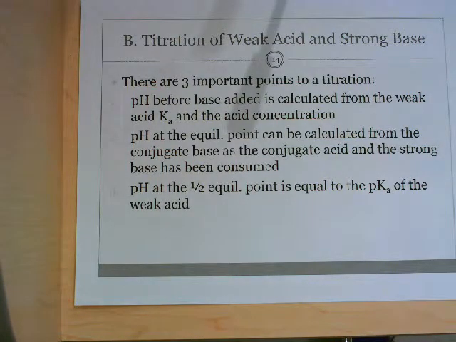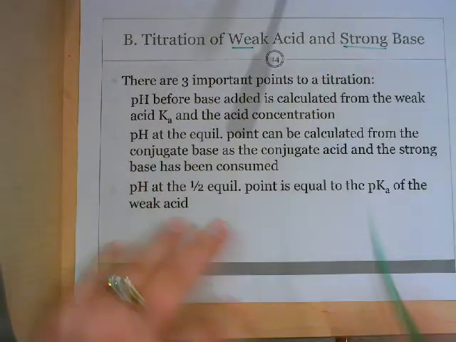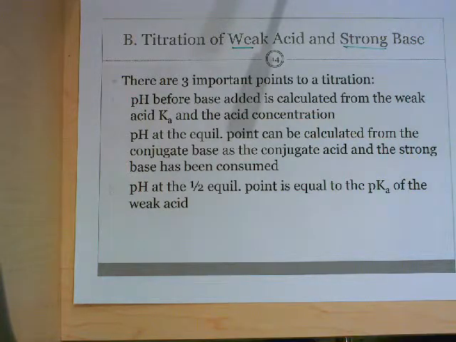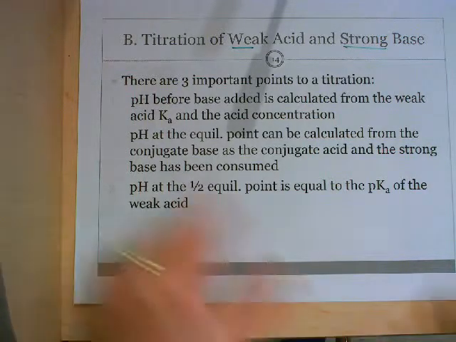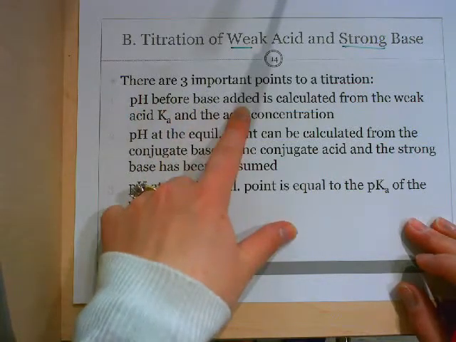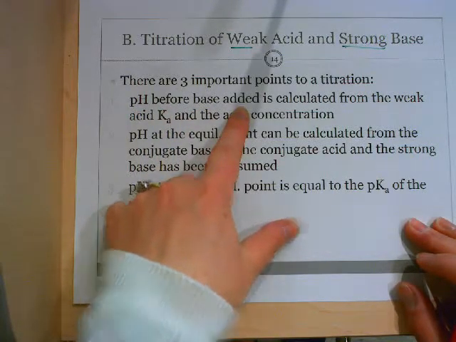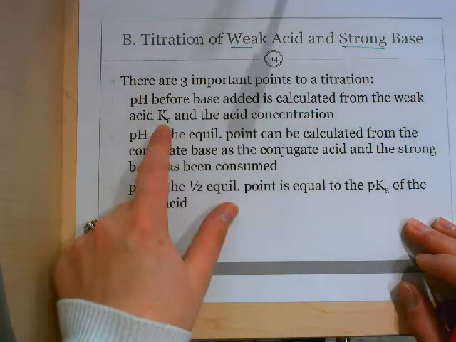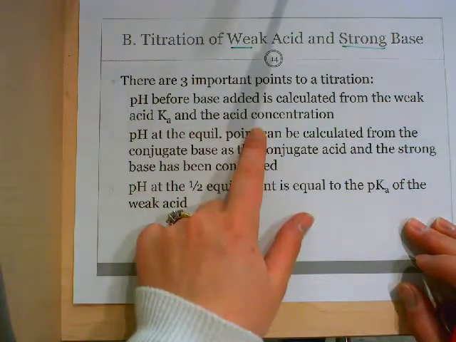So let's look at, that was a strong acid, strong base, and those are going to be fairly standard. Let's look at a weak acid and a strong base, and then we'll do the opposite, a weak base, strong acid. So anytime it's a weak, strong combination, there's going to be 3 important points to a titration. The pH before you add anything is going to be calculated from the weak acid Ka and the acid concentration.